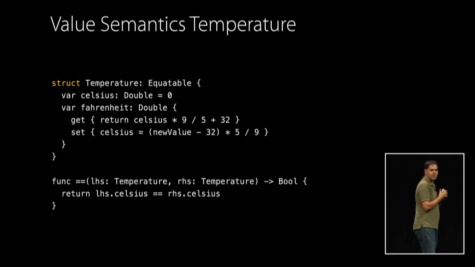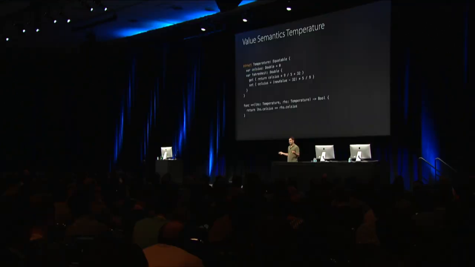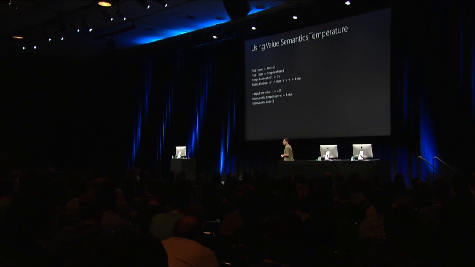All right, let's bring this back to our temperature type. We're going to make it a struct now. We're going to switch Celsius back to a var so we can actually mutate it. This now has value semantics. We give it the obvious equality operator. We go ahead and use this in our example before.